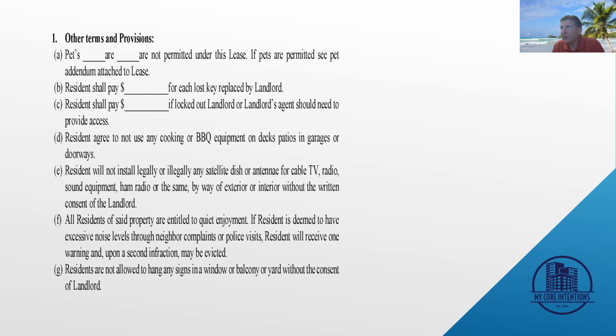Other terms and provisions. I always talk about this because what else do you want your tenant to be responsible for? Pets? Are you charging a pet deposit? Are you charging a monthly fee for a pet? How about if a resident loses a key? I had a resident call me one time, and we had in the lease that there was a fee to come and unlock the door, and then there was a fee to provide a new key for them. But the tenant seemed to overlook that in the lease.